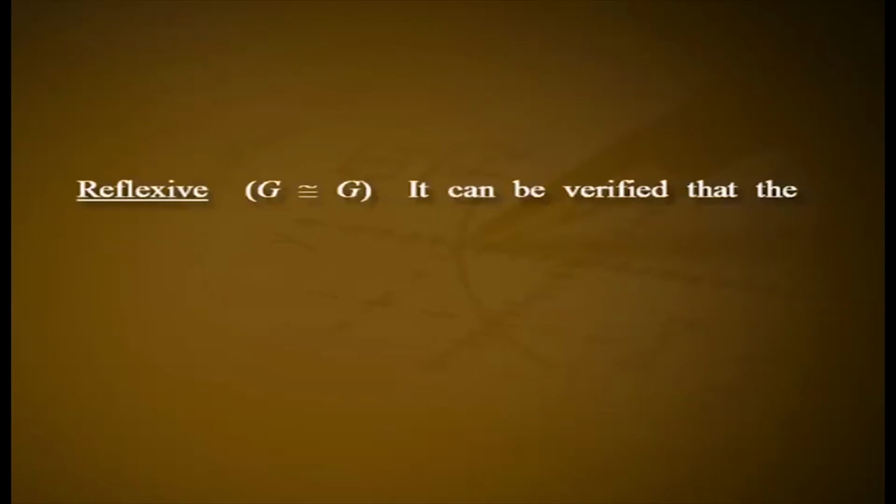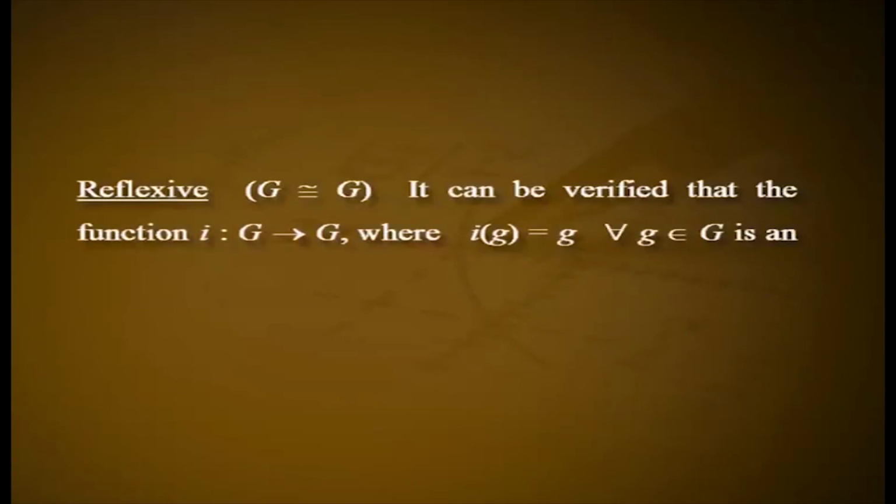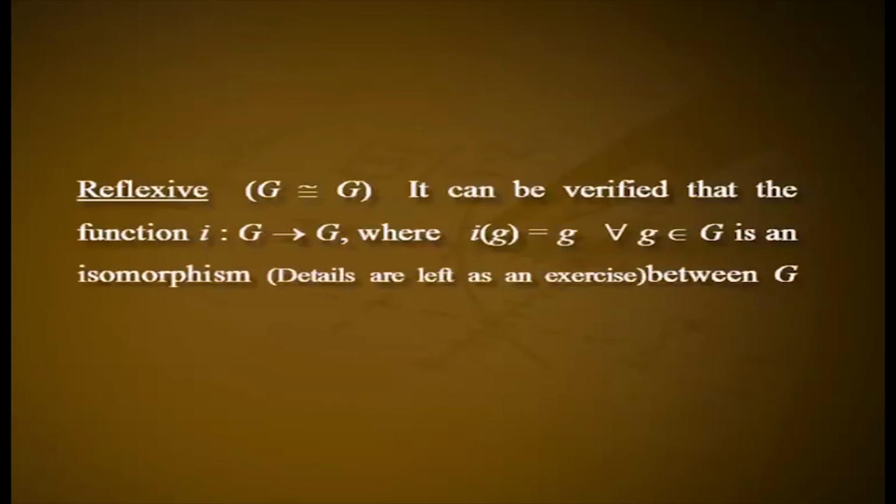Theorem 5. Let G be a collection of groups and define G isomorphic to G dash for G and G dash in the collection if there exists an isomorphism phi from G to G dash. Then isomorphism is an equivalence relation. Proof. Reflexive. G is isomorphic to G. It can be verified that the function i from G to G where i of g is equal to g for every g in G is an isomorphism. Details are left as an exercise. It is an isomorphism between G and G and hence G is isomorphic to G.